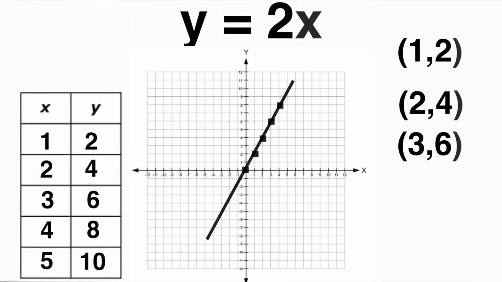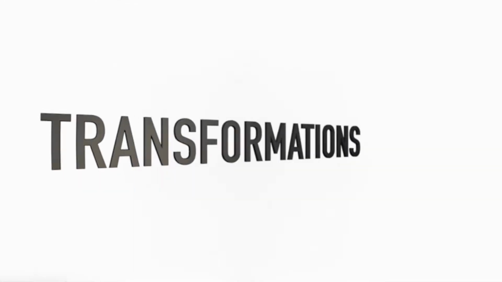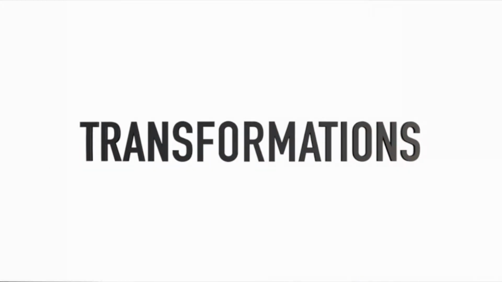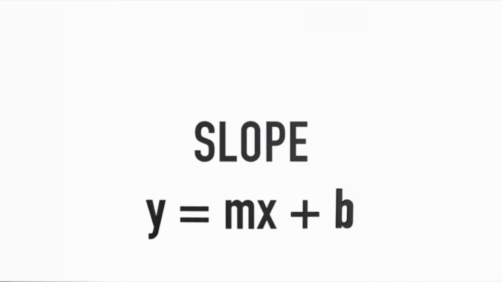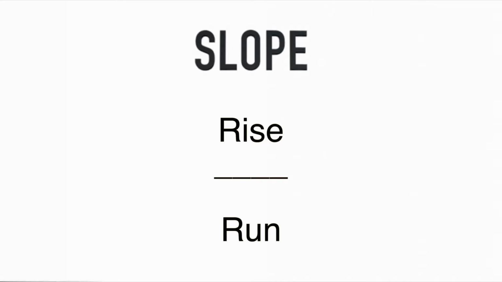Now that we have our background information on how to graph a basic function, let's talk about transformations of the function on the graph. First, we'll have to go over a few things like slope and y equals mx plus b form. Okay, let's get started by talking about slope. The slope of a function is rise over run.